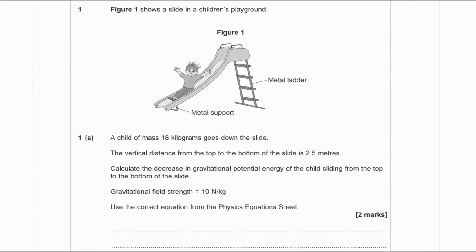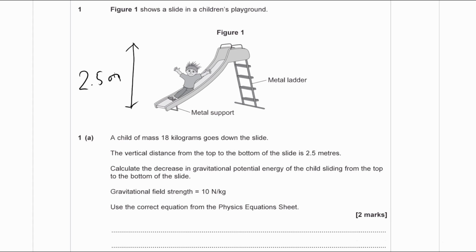So, here it says figure 1 shows a slide in a children's playground. A child of mass 18 kilograms goes down the slide. The vertical distance from the top to the bottom of the slide is 2.5 meters. So I'm going to quickly label that straight away, because that's clearly important. Alright, so we've got 2.5 meters vertical distance there.